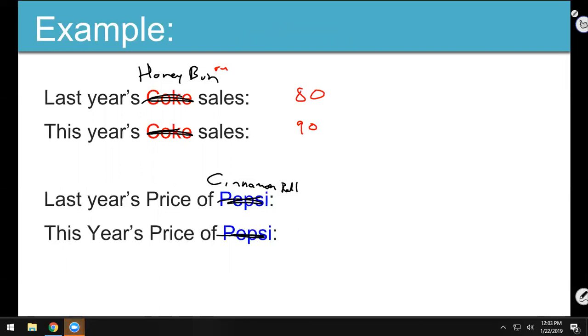Meanwhile, on the other side of the tracks, the Cinnamon Roll Company Incorporated used to charge a dollar a piece. And now this year, the cinnamon roll is selling for $1.20. Do the math. I'm going to let the recording stop for 30 seconds while you do the problem, because on YouTube you don't want to just sit there.